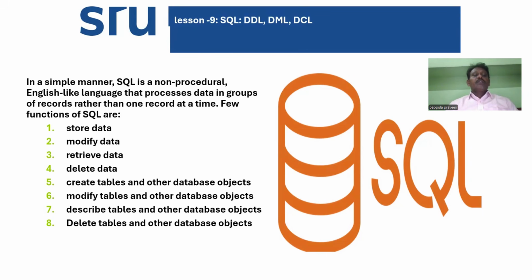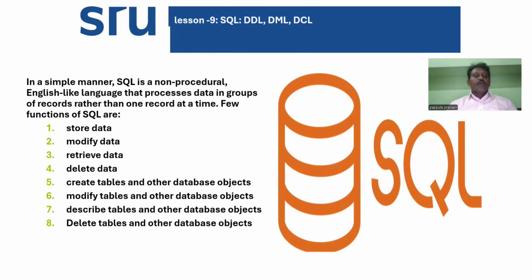And next one is delete data. We store the data by using insert. After some time, we have to delete the data by using the delete command. That is also a DML command. Delete from employee where employee number equals something. We remove the total row from the employee table.